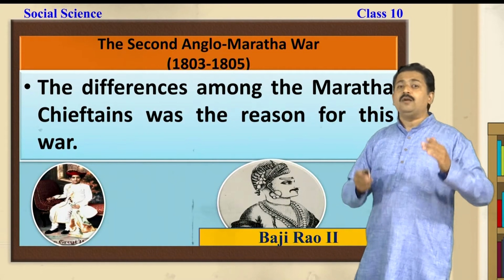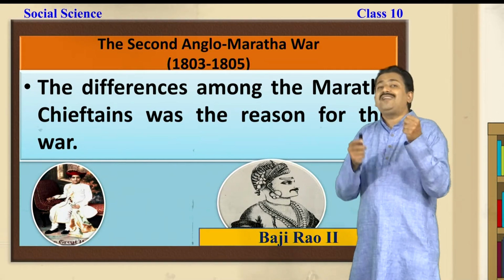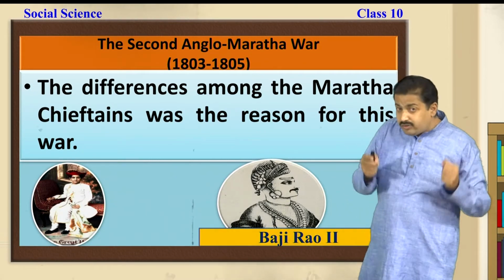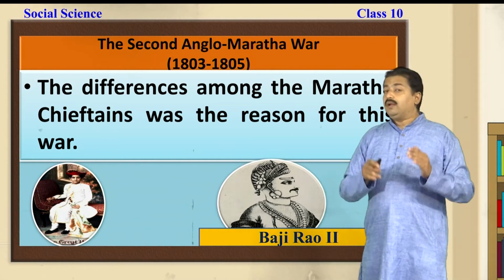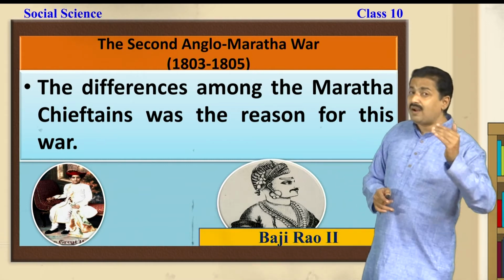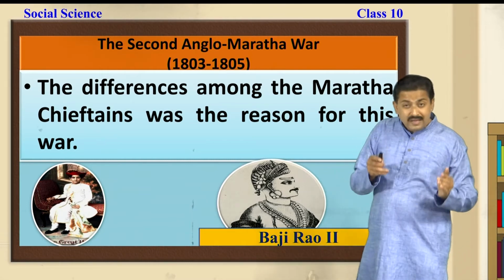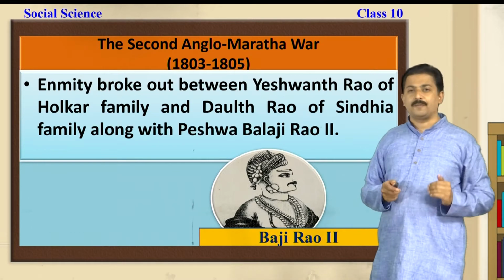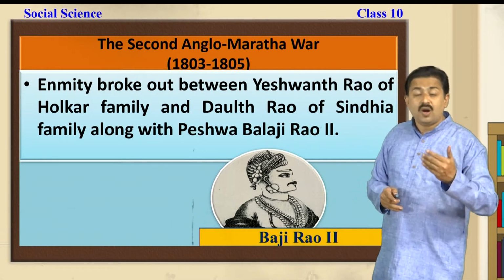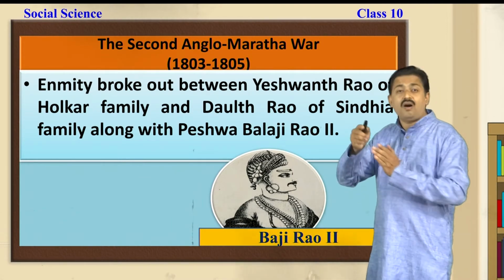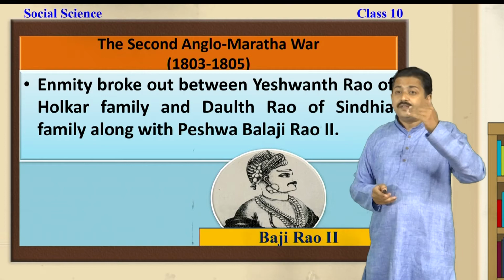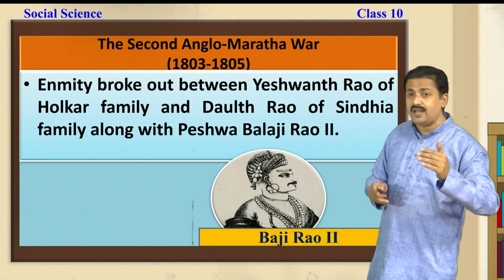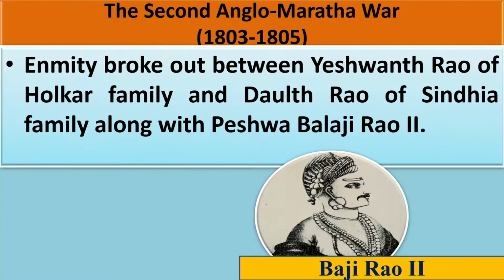At that time, the Peshwa of Pune wanted security. He wanted to secure his position. The differences among the Maratha chieftains were the major reason for the second Anglo-Maratha war. Enmity broke out between Yashwantrao of the Holkar family and Daulatrao Scindia along with Peshwa Bajirao II.